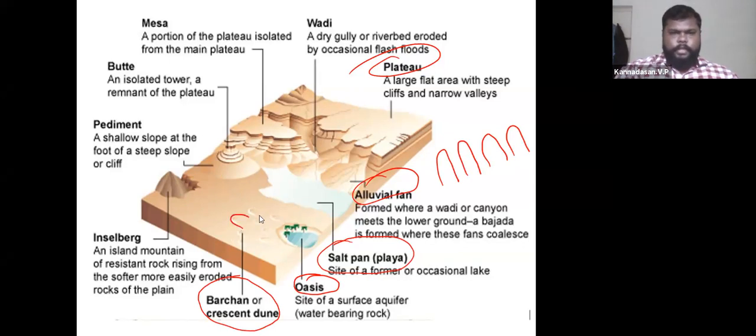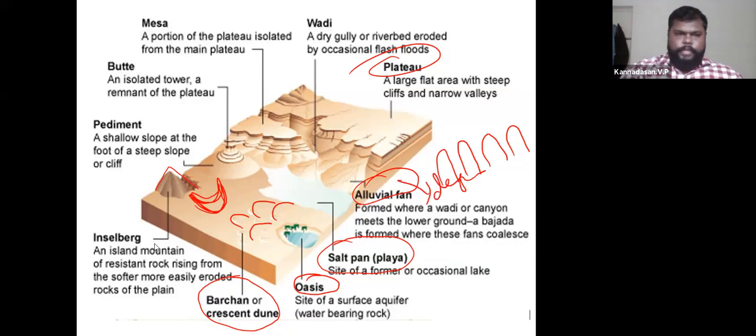Here it is, right? Crescent-shaped sand dunes. Barchans are nothing but crescent-shaped sand dunes. You know the shape of the crescent, right? So a crescent-shaped sand dune is known as barchans. Then it is Inselberg. Inselberg is just like an alluvial fan. The only difference is that an alluvial fan is created by a depositional feature, whereas an Inselberg is a mountain-like structure which is created by erosion.